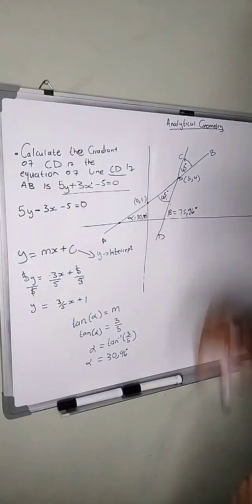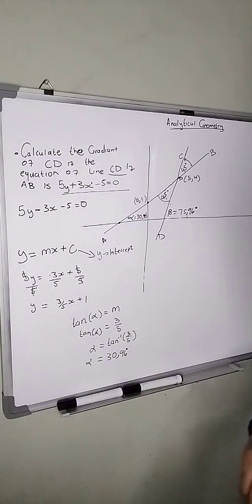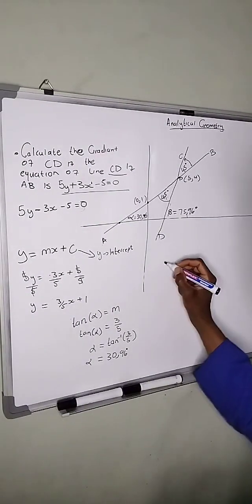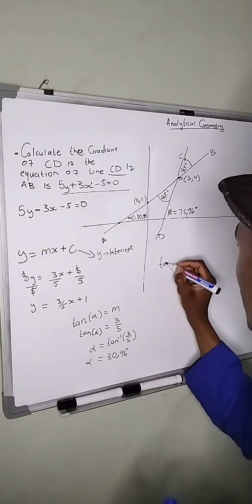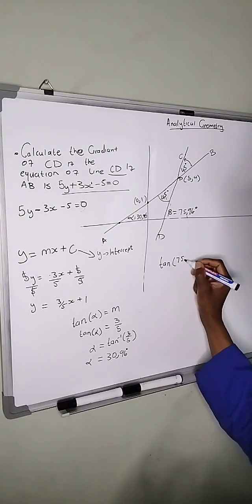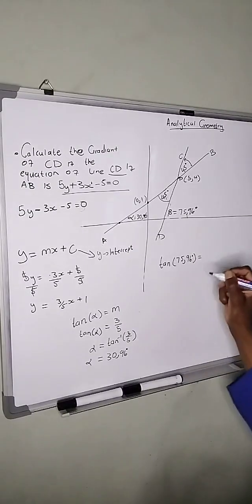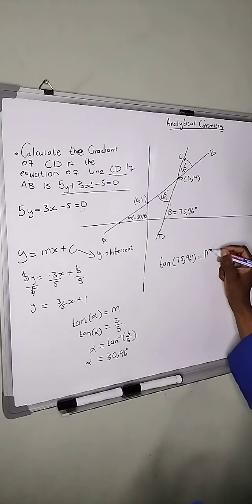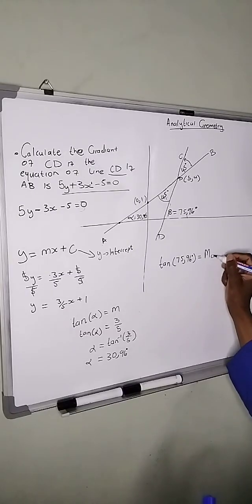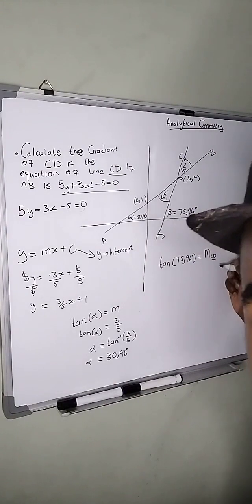We have an angle of beta. Then what are we going to have? We are going to say tan what? This is the tan of 75.96 degrees. It's going to be equal to the gradient of CD, guys.